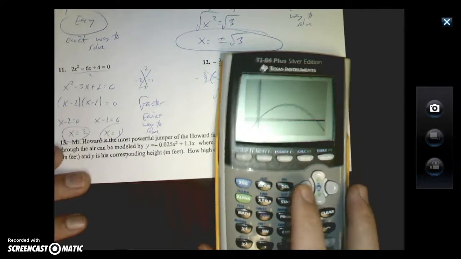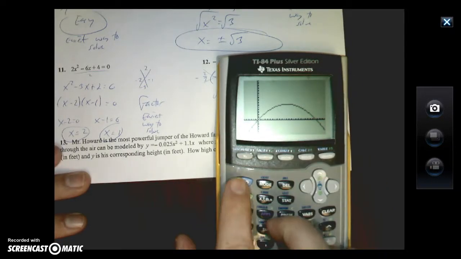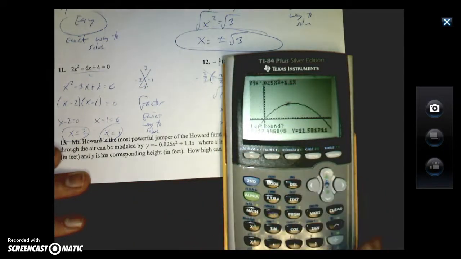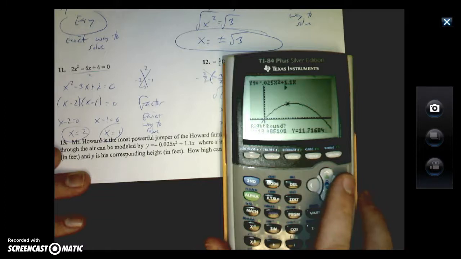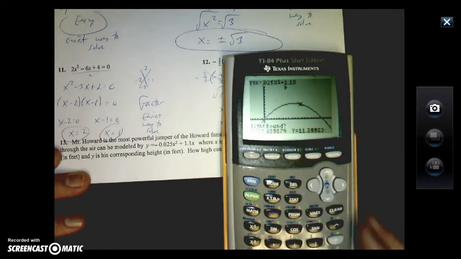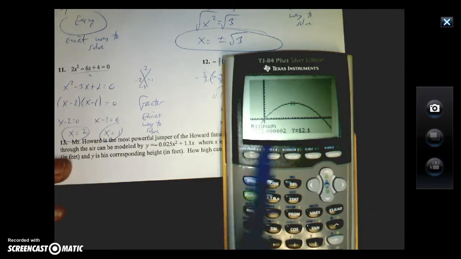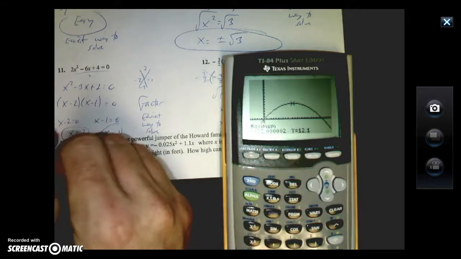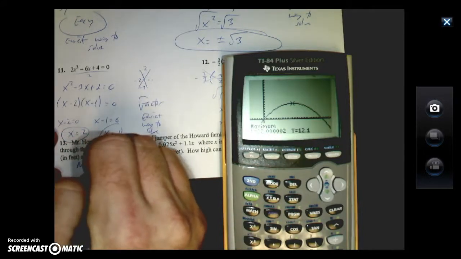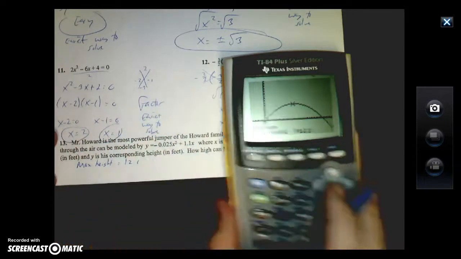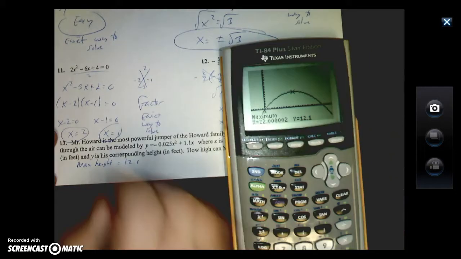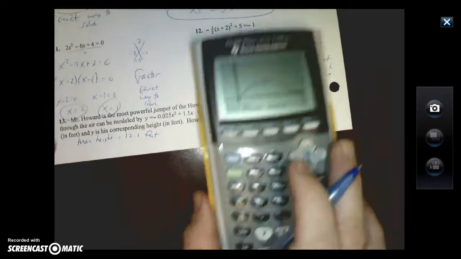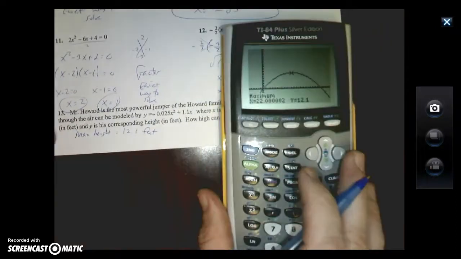Now I need my maximum height and how far over I jumped. Guys, second trace, maximum, left bound, enter, right bound, enter, guess. Now, check this out. I want my maximum height. Y value is your height. Max height, 12.1. We're talking about feet here, I believe, if I'm not mistaken. So, I can jump 12.1 feet high, which is about right. Okay, maybe a little bit off here or there. I could probably jump a little higher.